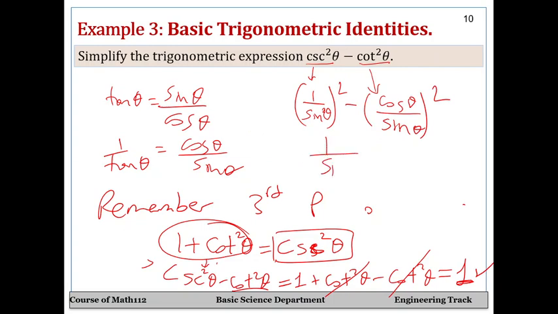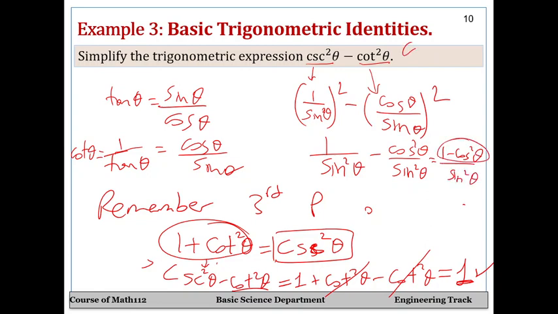So 1 over sine squared theta minus, this is cotangent theta, by the way. Now this is cosine squared theta over sine squared theta. This is 1 minus cosine squared theta, and this is sine squared theta. You know, this is from cosine squared theta plus sine squared theta equal to 1. You can tell 1 minus cosine squared is equal to sine squared theta. So you will get sine squared theta over sine squared theta, which is 1.